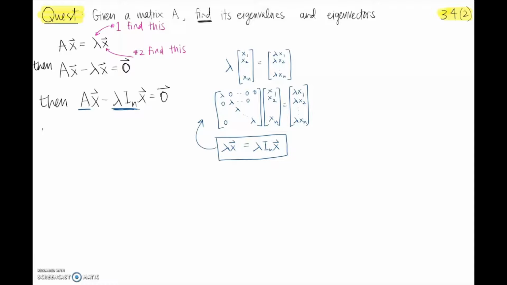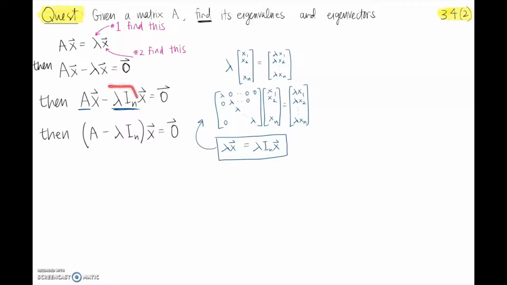But what I want to be able to do now is say, okay, wouldn't this be true also then? All I've done is factor this x vector out. And think about multiplying this back through with the distributive property. This would be A times x minus lambda I times x equals 0. That's definitely the same thing.